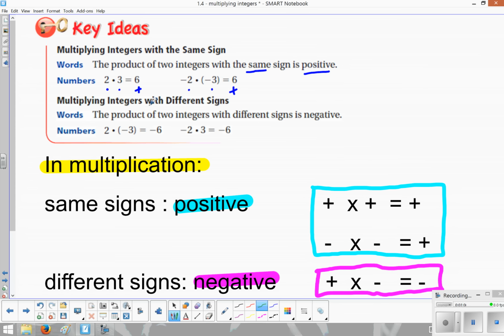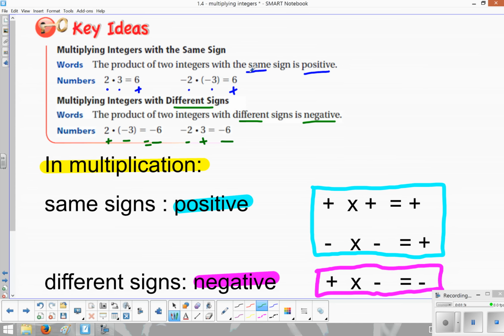Now if you have different signs, then your answer is going to be negative. So I have here, different signs, your answer will be negative. A positive times a negative, your answer will be a negative. If you have a negative times a positive, your answer will still be a negative. When they're different, you will have a negative answer. So this is one definition or key idea that you can copy.